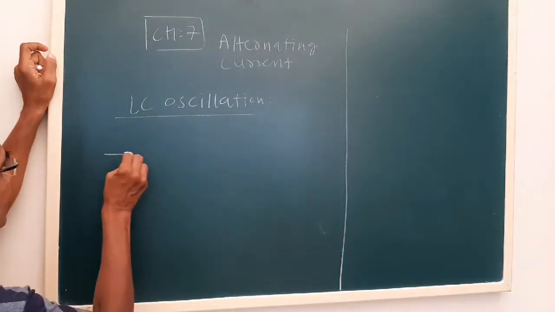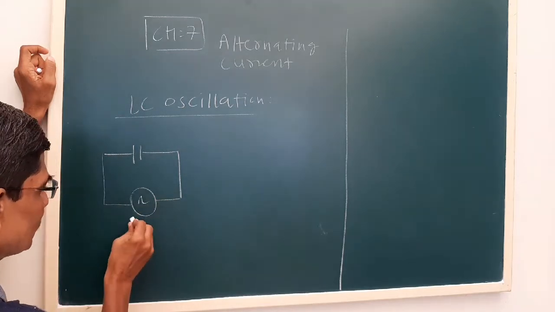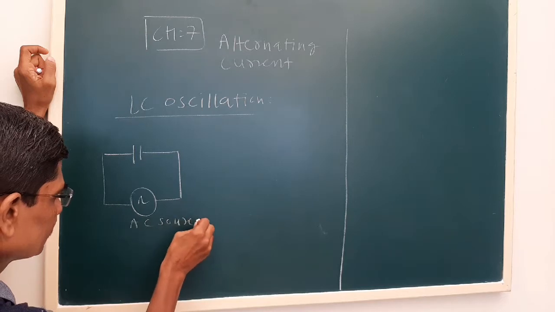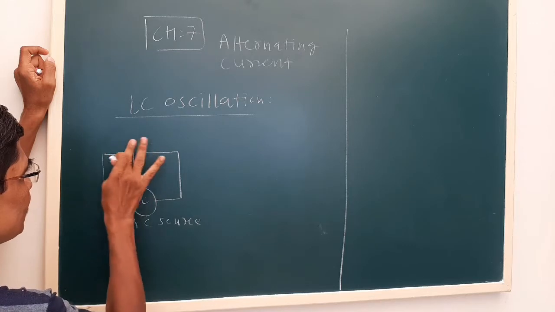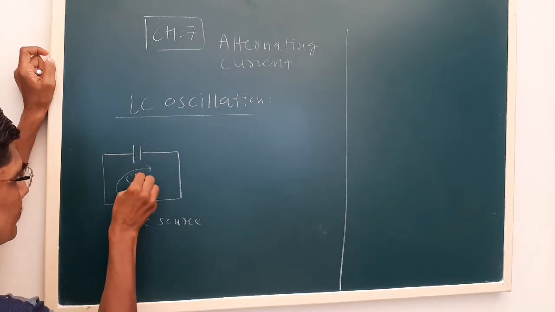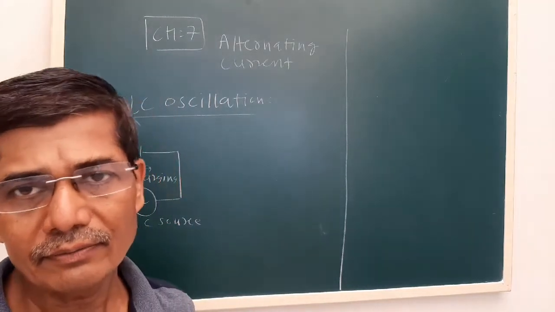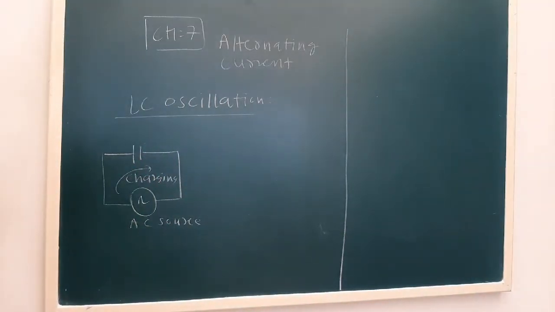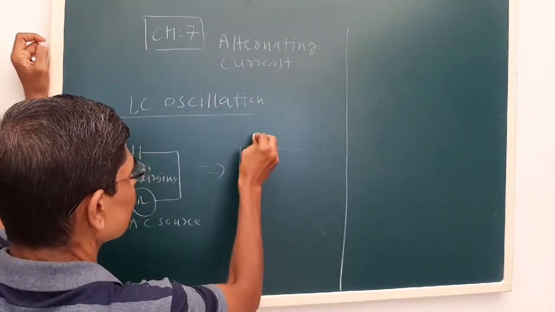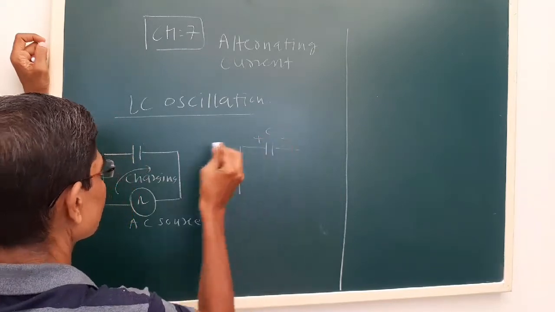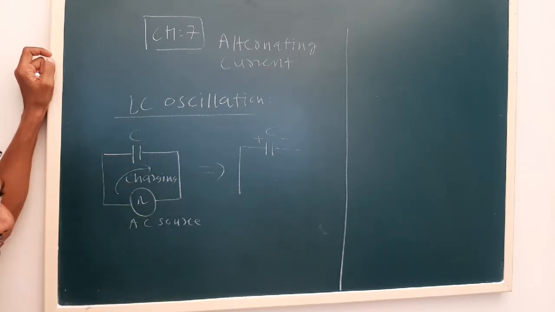Now let us say a capacitor is charged by connecting with the AC source. Now the capacitor is charged. We know a capacitor stores energy in the form of electric field. Now see what we are given at t is equal to 0. Here we see that a capacitor is being charged.